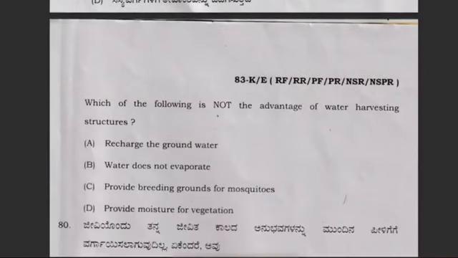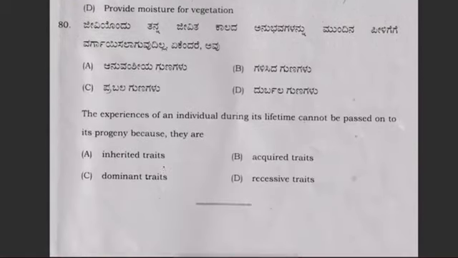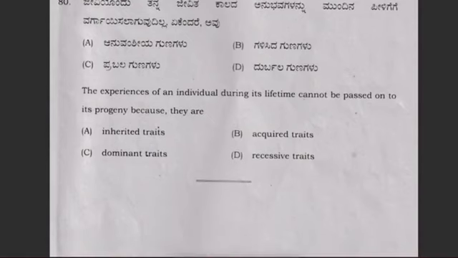Which of the following is not the advantage of water harvesting structures? Providing breeding grounds for mosquitoes. The experiences of an individual during its lifetime cannot be passed on to its progeny because they are acquired traits.